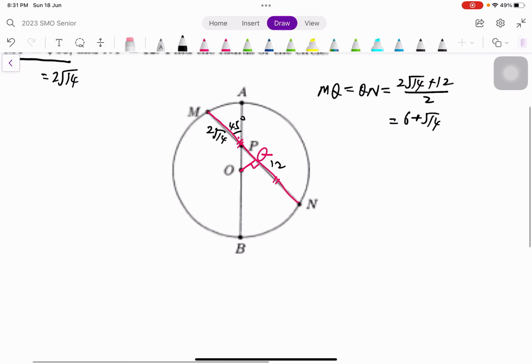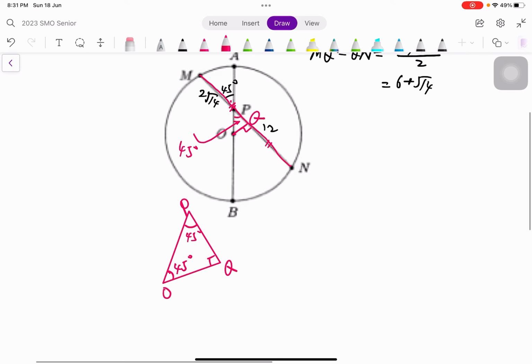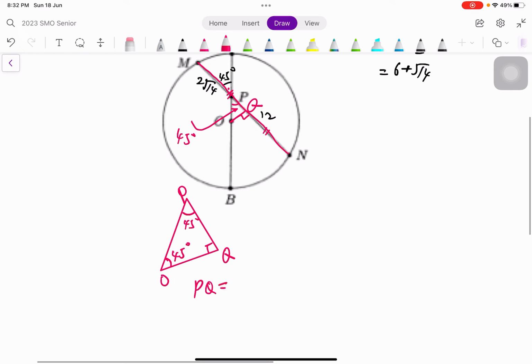All right. Therefore, now, can you see that this angle here is also 45 degrees? This angle is also 45 degrees. Therefore, you enlarge it. Can you see that this angle is 90, right? This is O, this is P, and then this is Q, right? And this angle is 45 degrees. Therefore, this angle must also be 45 degrees. Okay. Therefore, what does it mean? That means actually the length of PQ is the length of OQ.